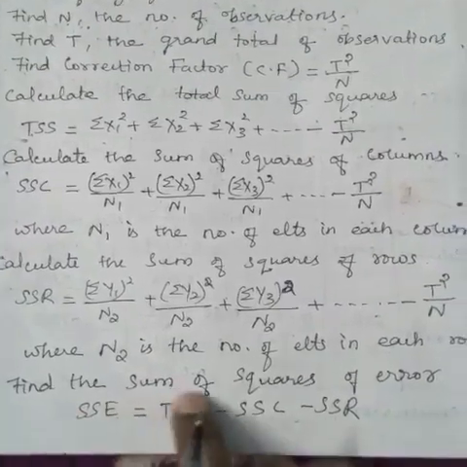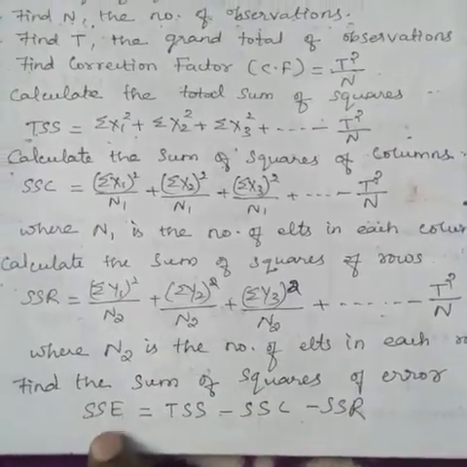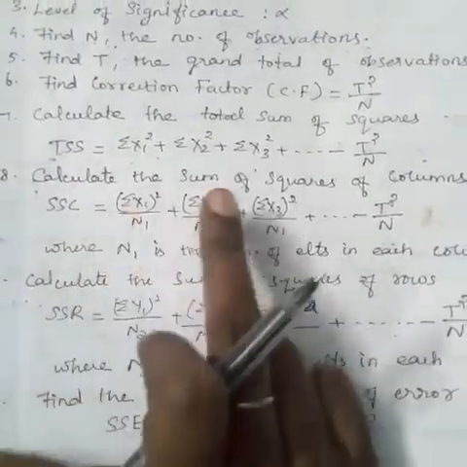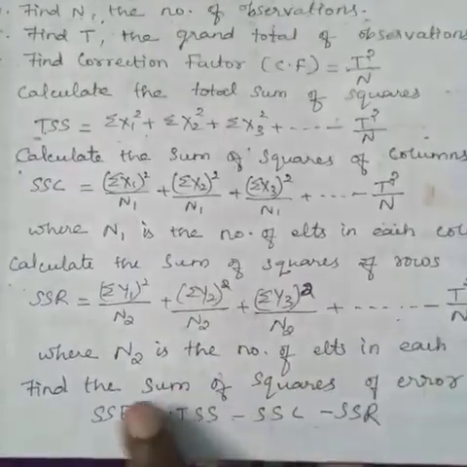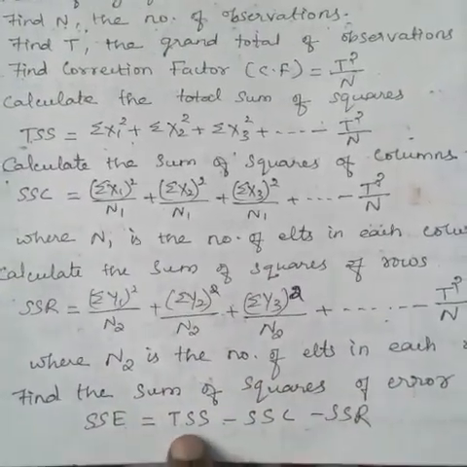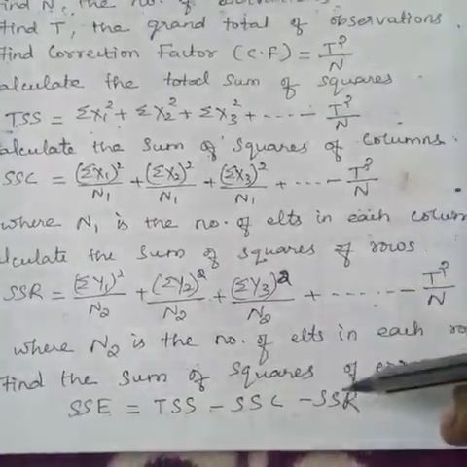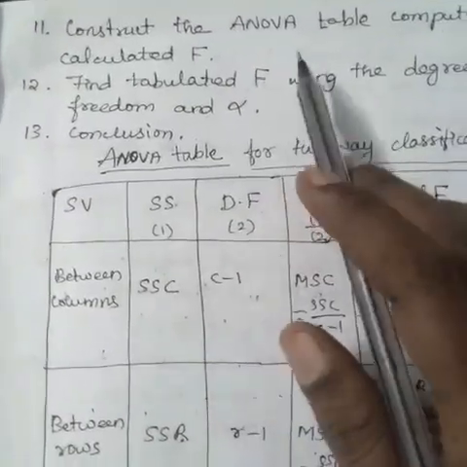The next step, find the sum of squares of error. SSE is the notation. These are the short forms: SSC, sum of squares of columns, SSR, sum of squares of rows. Sum of squares of error, SSE, is equal to TSS minus SSC minus SSR. This is the formula.